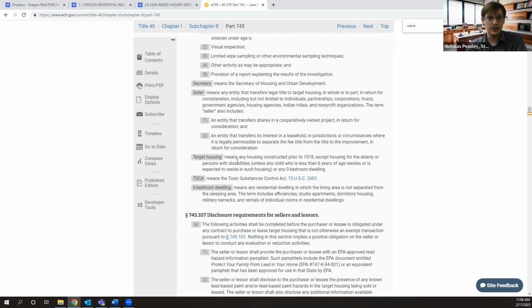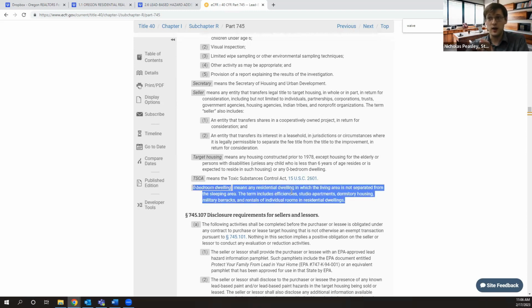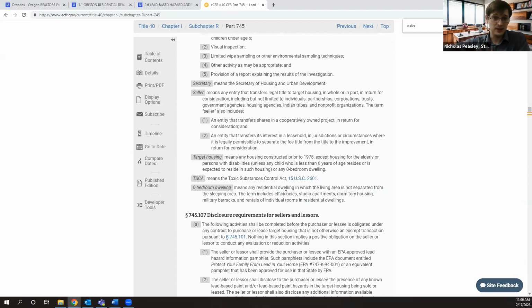In the Americans with Disabilities Act and other acts that protect elderly Americans, they have actually more restrictive protections for access to lead. And zero-bedroom dwellings are separate in their own right as well, just by the way that we define this. Military barracks is a large part of zero-bedroom dwellings, and they don't have the same protections. But in general, this means if it's housing constructed before 78.